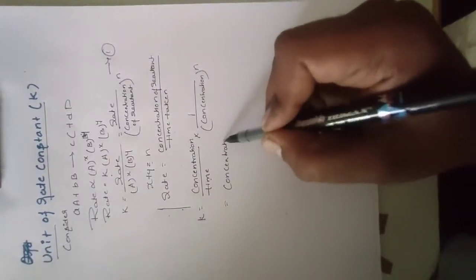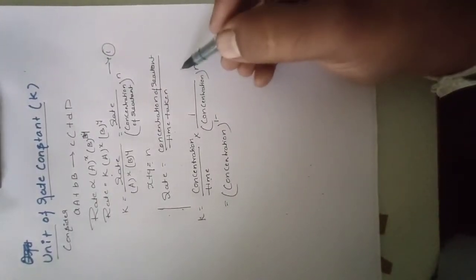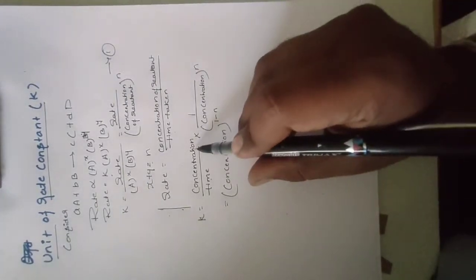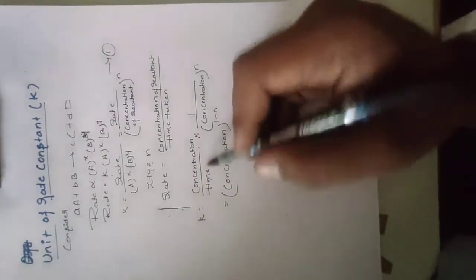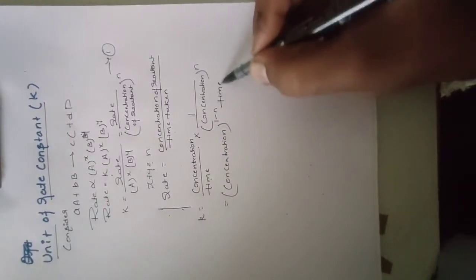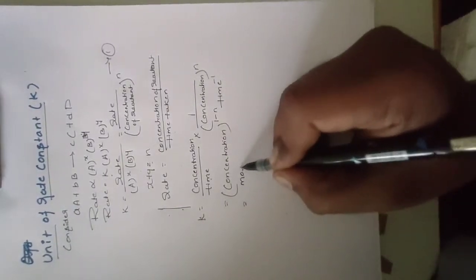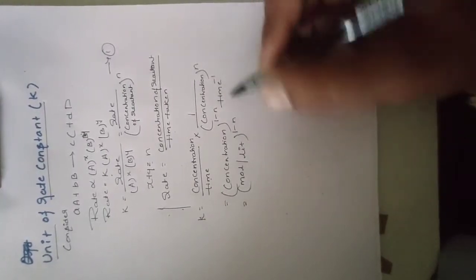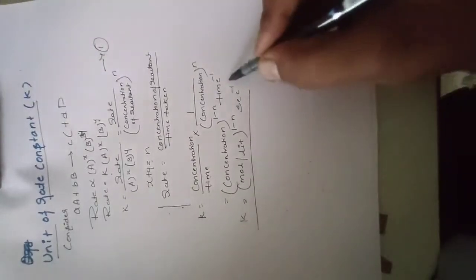If you make an arrangement, we get concentration to the power 1 minus n, because if it goes upside it becomes minus n, and time becomes inverse. Time is in seconds. Concentration is in terms of moles per liter. So the unit is (moles per liter) to the power 1 minus n, per time in seconds or minutes. This is the unit for the rate constant.